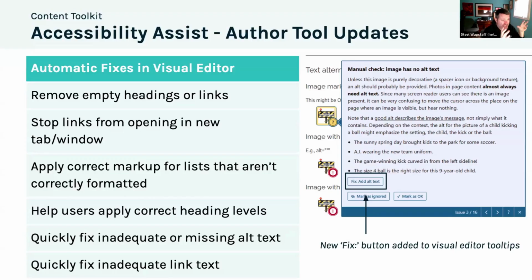If you have lists that look like lists but aren't really formatted like lists, you can fix it with the button. If you aren't doing headings in the correct order, you can fix it with the button. If you have missing or inadequate alt text, you can fix it by clicking this button and then providing the alt text and having it added to the visual editor directly. So there's about a dozen of these quick fixes that we made. They're all now possible from the tooltips by clicking the fix button and taking whatever action there is to take.